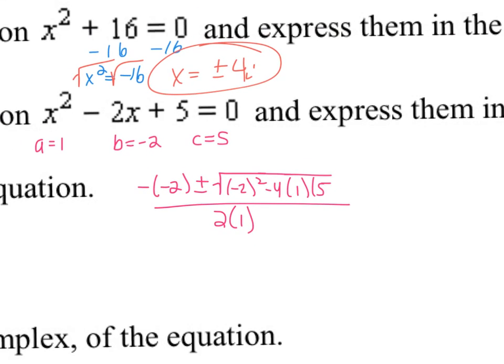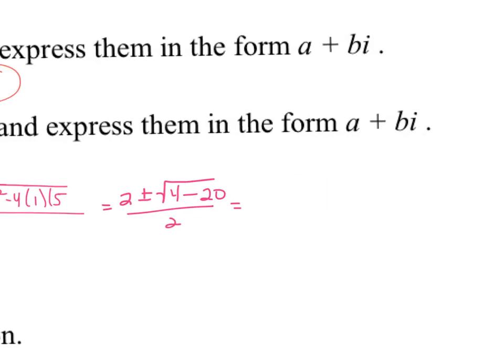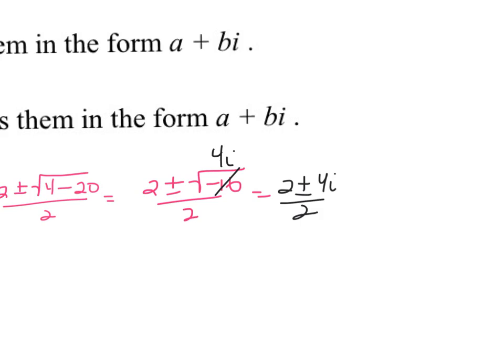Okay, so negative negative 2 just gives me 2, plus or minus. What's negative 2 squared? 4 minus, what's 4 times 1 times 5? 20, good, all over 2. So I have 2 plus or minus the square root of negative 16 over 2. What's the square root of negative 16? 4i. So your answer is 2 plus or minus 4i over 2. One more step. What do I have to do? Simplify. Divide each by 2. So 2 divided by 2 is 1. Plus or minus 4i divided by 2 is 2i. Good.